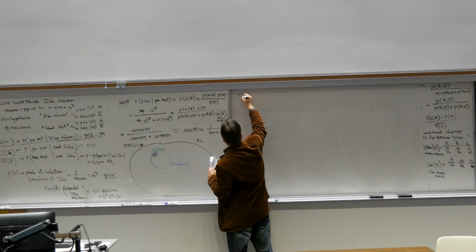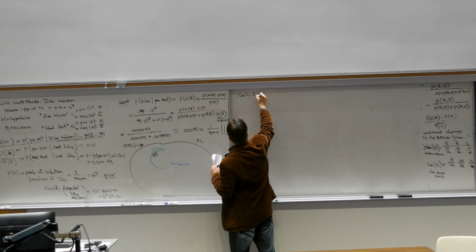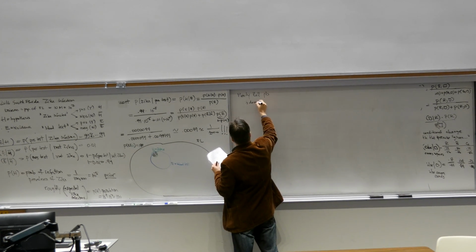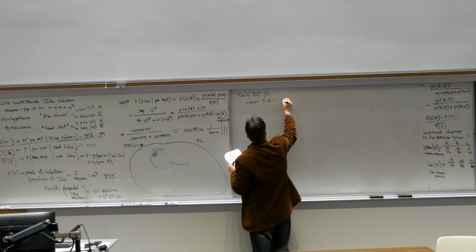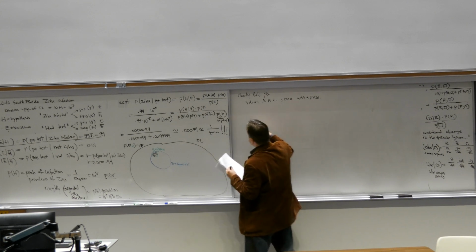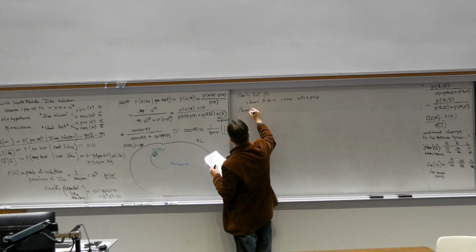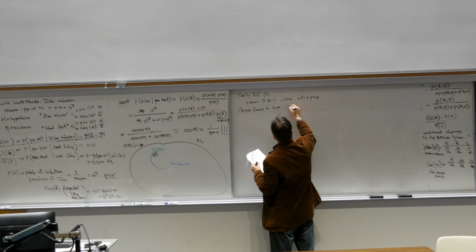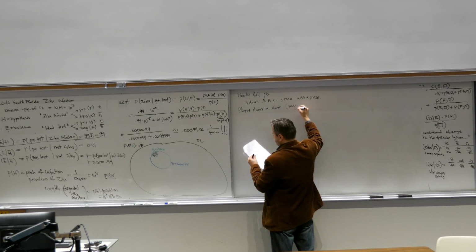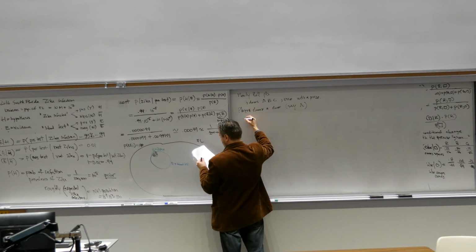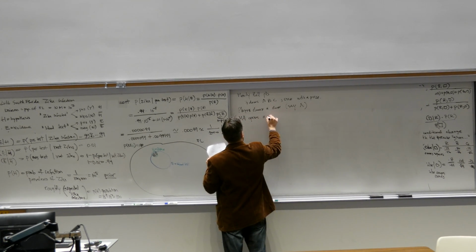So, Monty Hall. There are 3 doors, A, B, C, one with a prize. The player chooses a door. Say A. Now, Monty Hall opens another door, a different door.